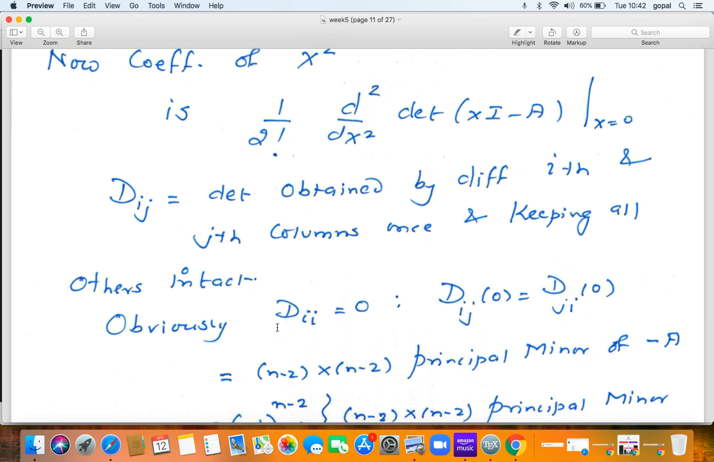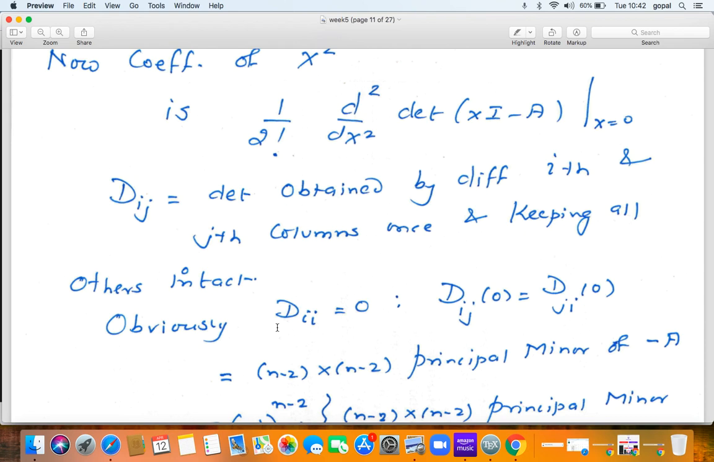So now I differentiate two of the columns, and I'm going to get the n minus 2 by n minus 2 principal minor of minus A. You should do it. Actually, take a 4 by 4 determinant and do this. Calculate xI minus A, differentiate it. Take the first column and the third column, for example. Differentiate, compute d_13(0), and check what 2 by 2 submatrix you get.